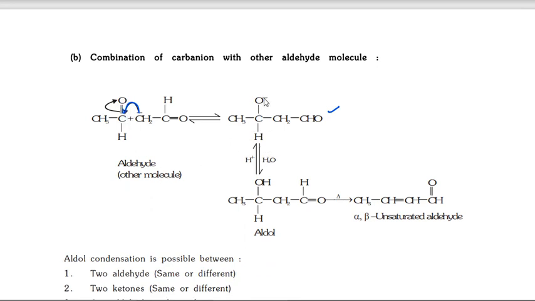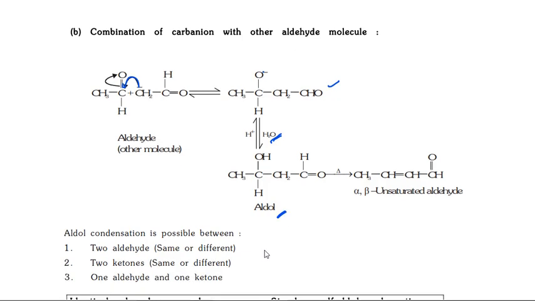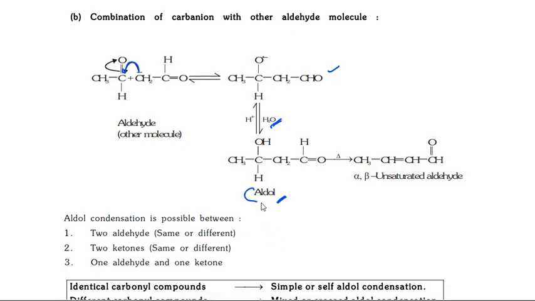Then this O minus, the alkoxide ion, is less stable than OH minus. This water is giving H plus, so it forms an alcohol. This product is known as aldol, a beta hydroxy aldehyde. The common name is aldol. That's why this reaction is named aldol condensation.